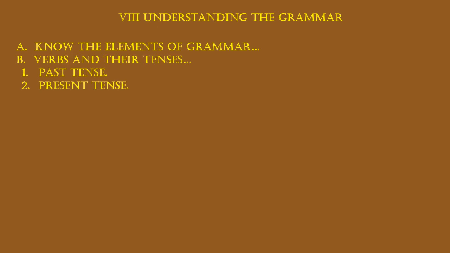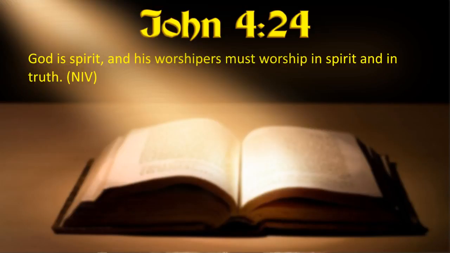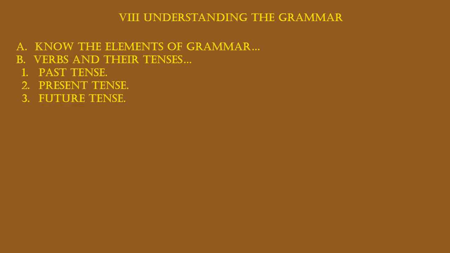Present tense. Present tense might actually communicate something that is a universal truth, one that is not limited to any particular time. John chapter 4, verse 24: God is spirit, and his worshipers must worship in spirit and in truth. That is present tense. And finally, future tense. The future tense normally tells what is going to happen in the future. John 14, verse 3: And if I go and prepare a place for you, I will come back and take you to be with me, that you also may be where I am.